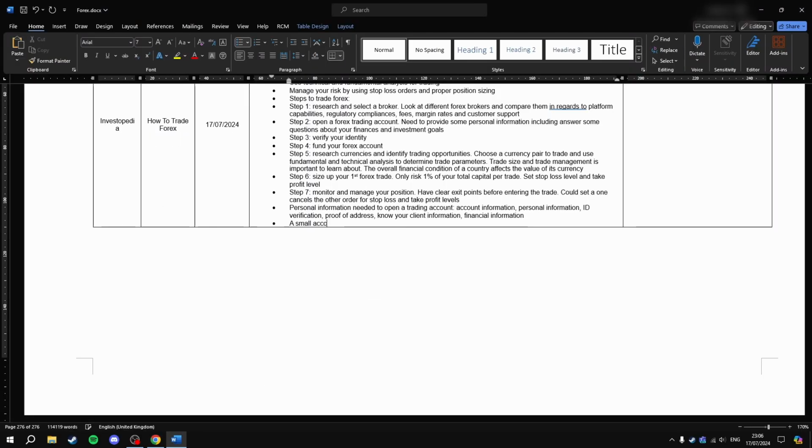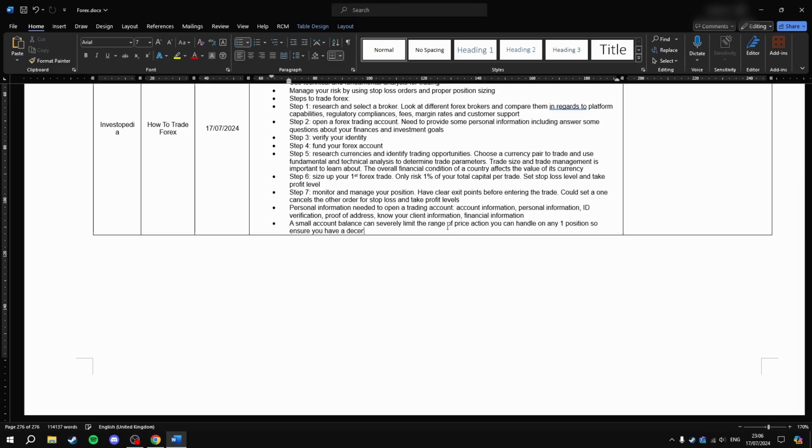A small account balance can severely limit the range of price action you can handle on any one position. So ensure you have a decent starting amount.